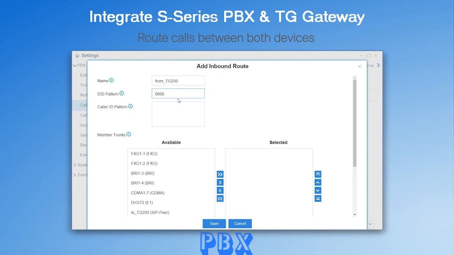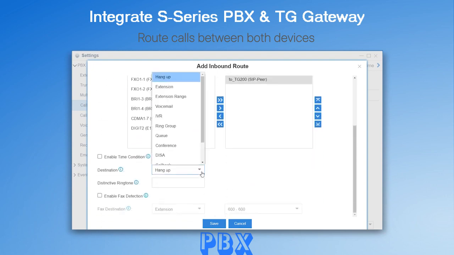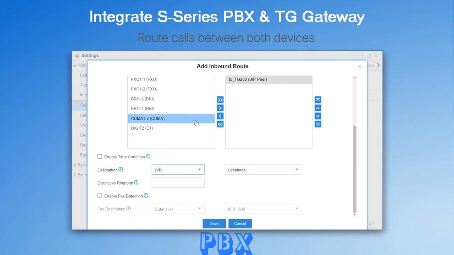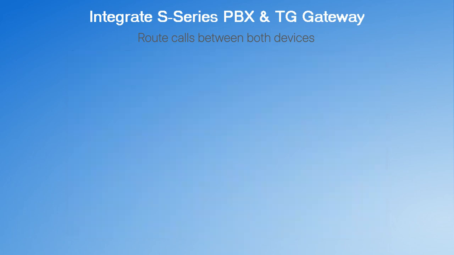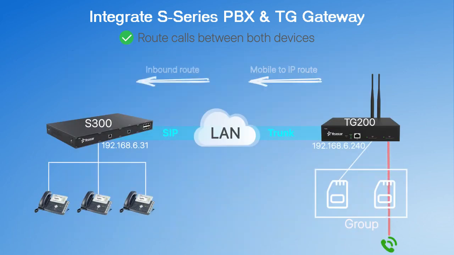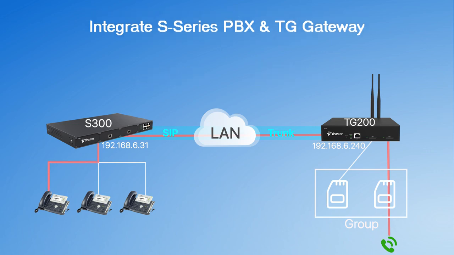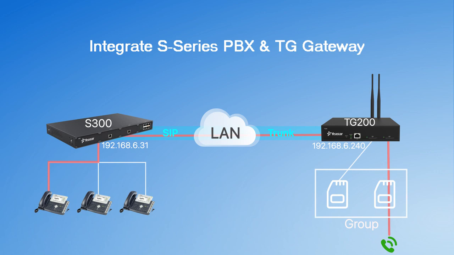Enter the hotline number in the DID pattern. Choose the trunk and set the destination to an IVR, instructing the original caller to dial an extension number to get connected. Once all the settings take effect, all incoming calls from the same card will get connected to any of our internal extensions. Alright, now it seems that we have a complete system to handle calls between our PBX and gateway. Have a test.